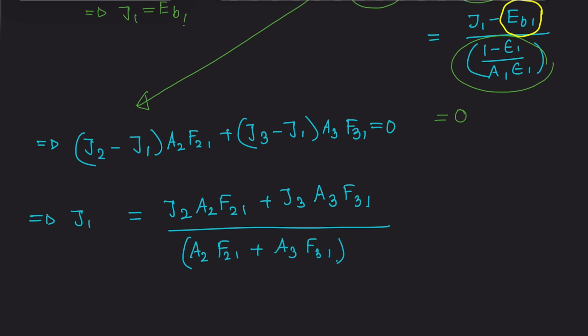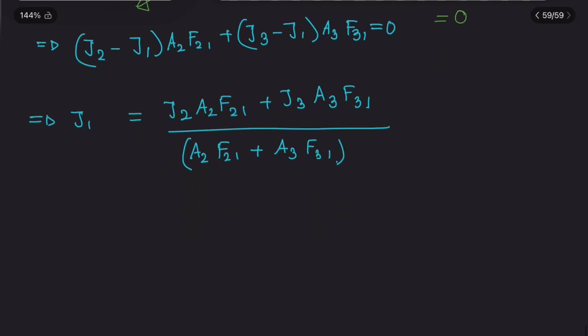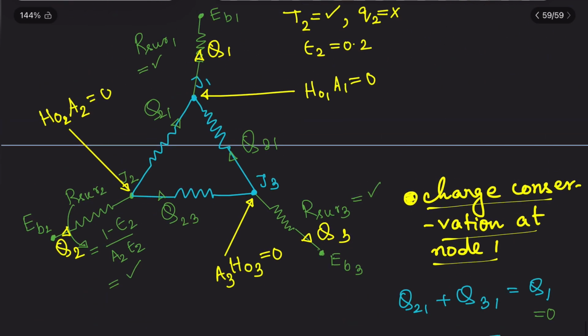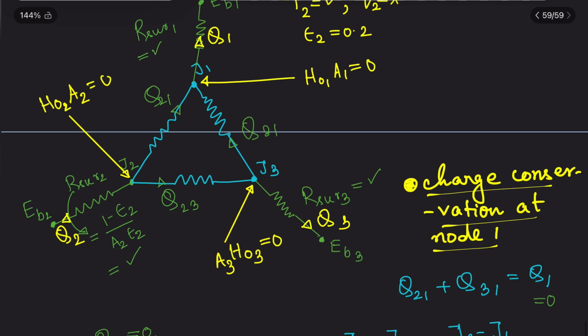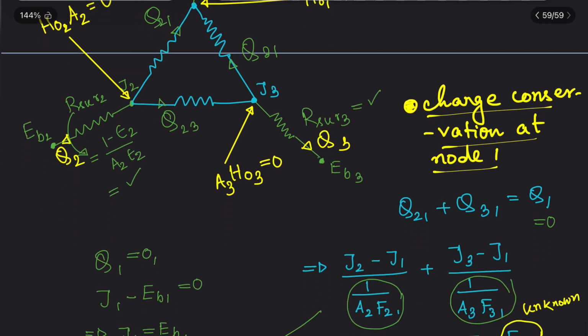It is kind of a weighted average of J2 and J3. Now the only unknown here is J1, but if I need to find J1, I just need to find these J2 and J3. Now how can I find that? See, I know this EB2 and EB3 because I know T3 and T1. Okay, and I also know R surface 2 and R surface 3, right?